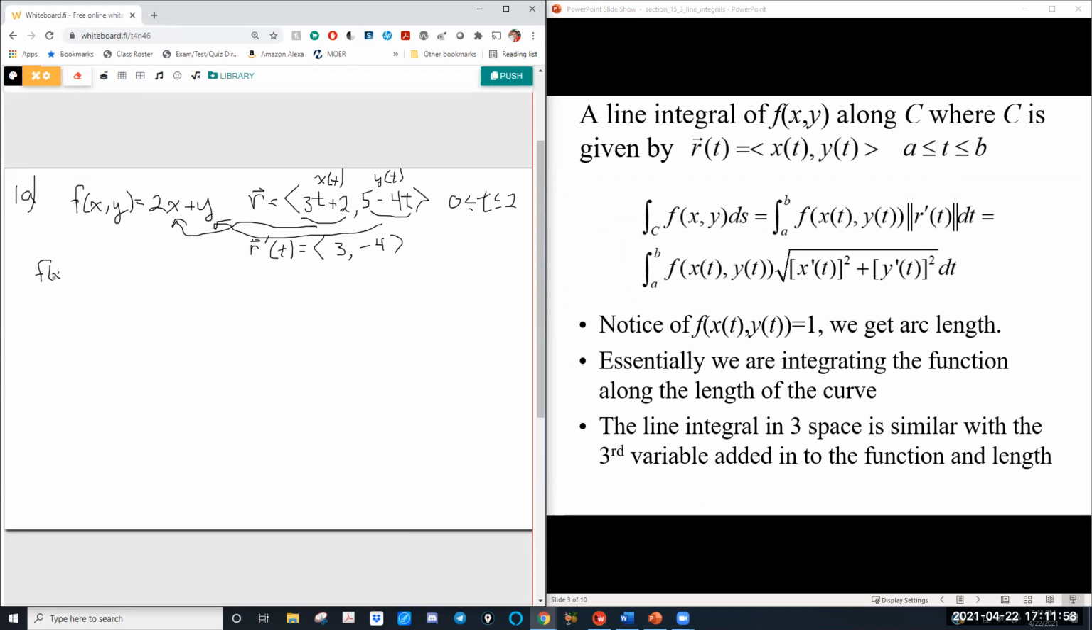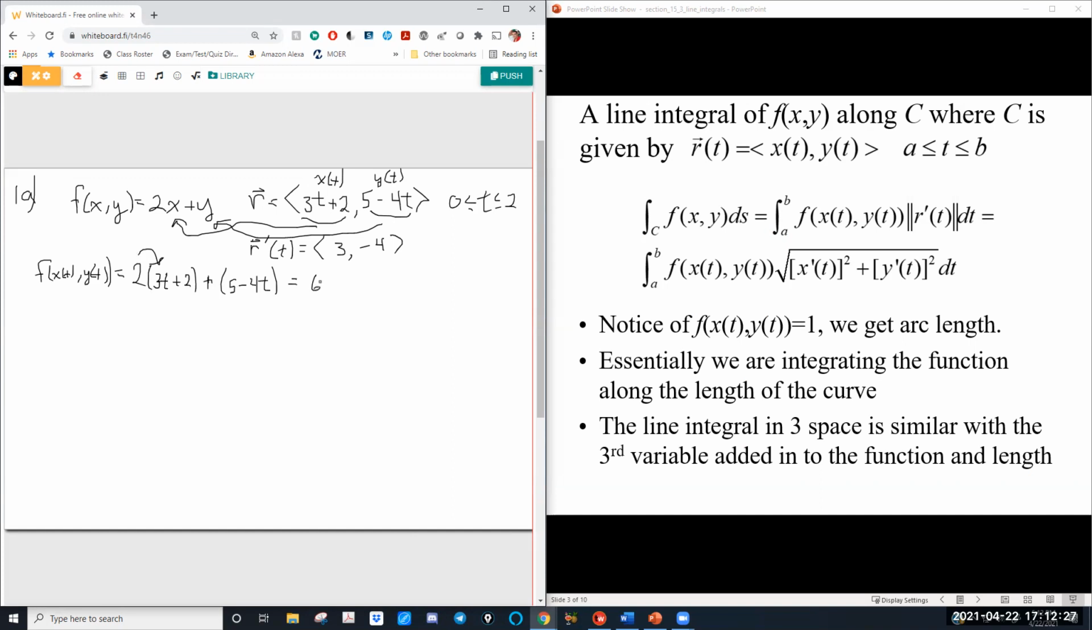So what f of x of t, y of t will look like is, and guys, when you go to do this in homework or on your own, you don't have to do all these steps. You can do all this stuff at once. I just really want you to see where everything's coming from. So 3t plus 2 plus 5 minus 4t. We'll simplify that.